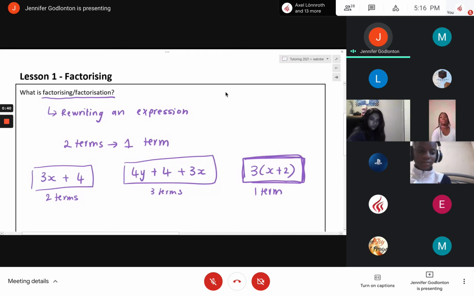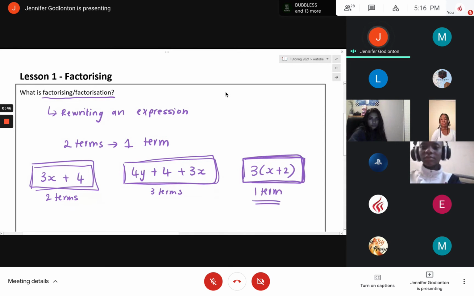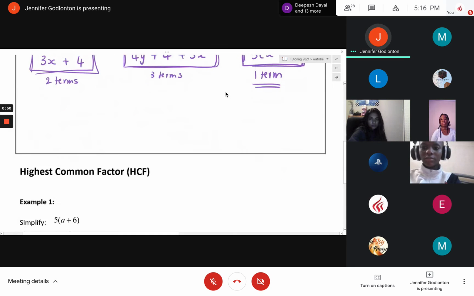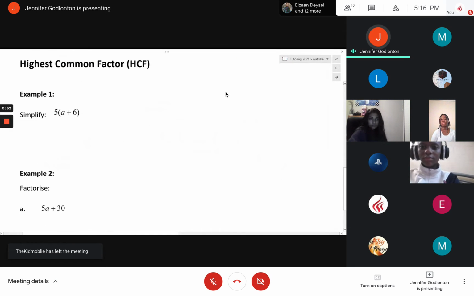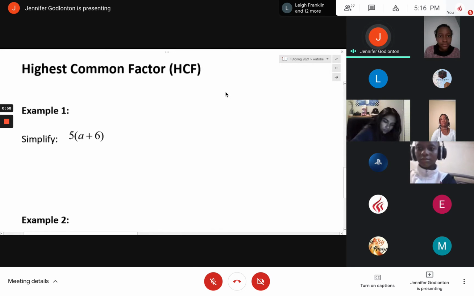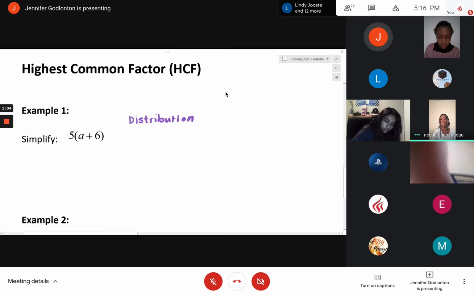So our whole goal with factorizing is going from something where we have lots of terms to something where we have 1 term. That's our whole goal. Okay. So I'm going to help you through this example, and then I'm going to start getting a little bit nastier. Now, this is something you would have done in grade 8, because this is called distribution.